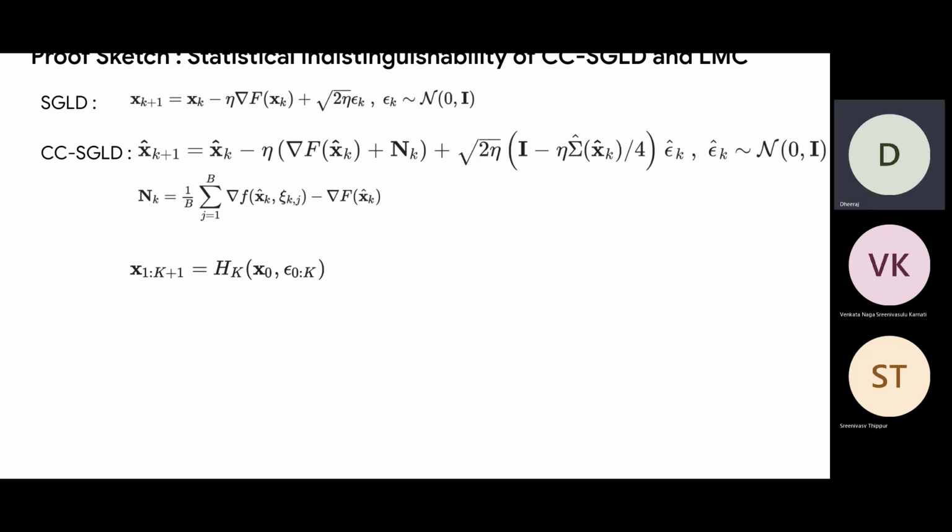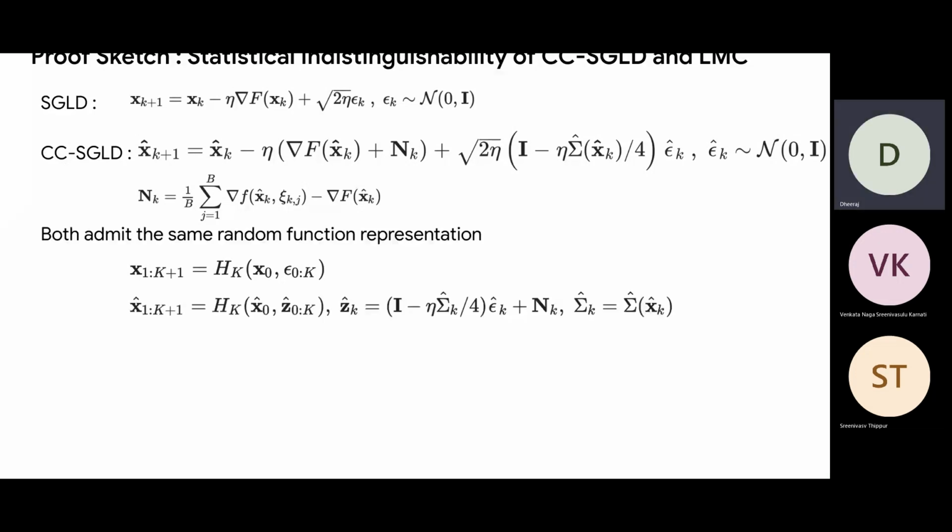So if you are an oracle and tell me what noise you're going to use, I can give you a function h_k and apply that function on this epsilon 0 to k and output this x_{k+1}. And how do you output? You run this. So it is a random function of these random variables. Okay. So now we can rearrange these things. You add the noise here and absorb it and define z hat. That is, z hat is (I minus eta sigma_k hat over 4) epsilon_k plus this n_k, this noise. Okay. I think there are factors of eta missing here.